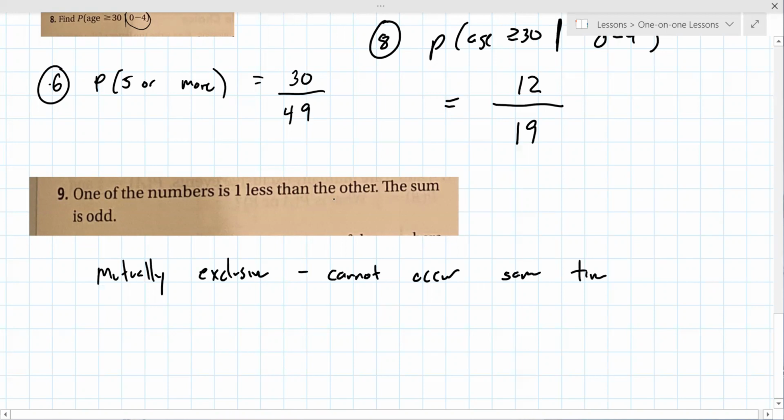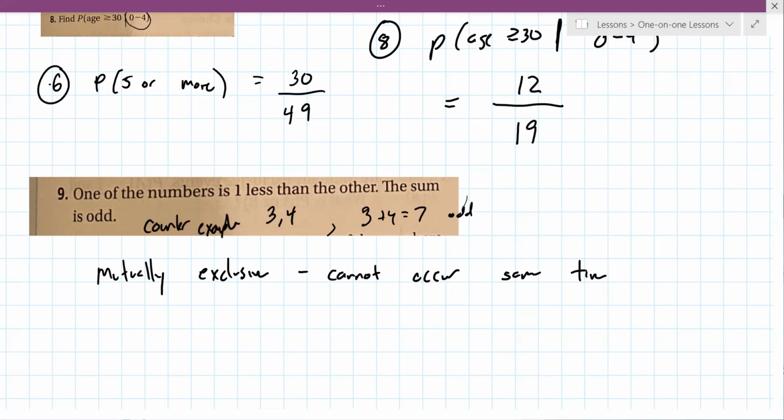So you're throwing 2 dice. So for example, if you got a 3 and a 4, is one of the numbers 1 less than the other? Yeah. Is the sum odd? Yes. So these happened at the same time. So these are not mutually exclusive because they can happen at the same time. The way you would explain that in an exam is you would want to give an example. The best thing to do is give a counterexample when it does not work. That's because proving that they are mutually exclusive, you almost have to show every possibility, which can be hard.